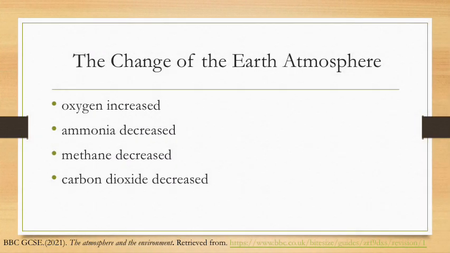Here is the proportion of oxygen increasing because of photosynthesis by plants. Ammonia decreased as it reacts with the newly formed oxygen in the atmosphere to form nitrogen and water vapor. The proportion of methane decreased as it reacts with the newly formed oxygen. Last but not least, the reason for carbon dioxide decreasing is that it dissolved in the ocean and was absorbed by plants for photosynthesis and so on.